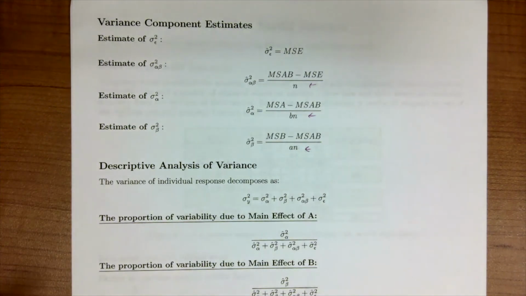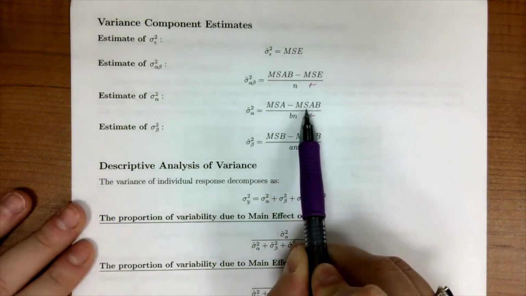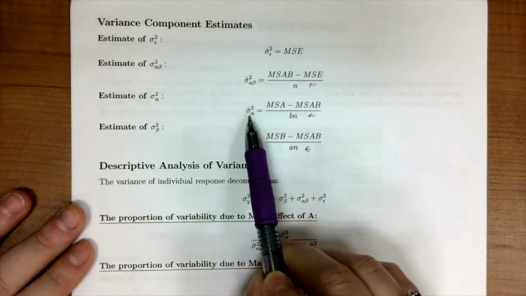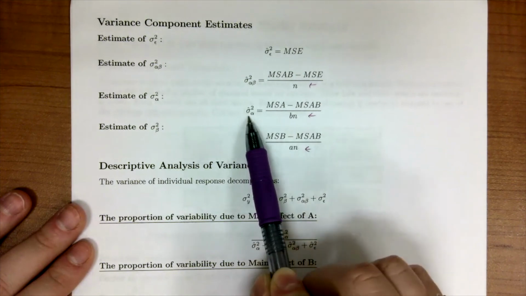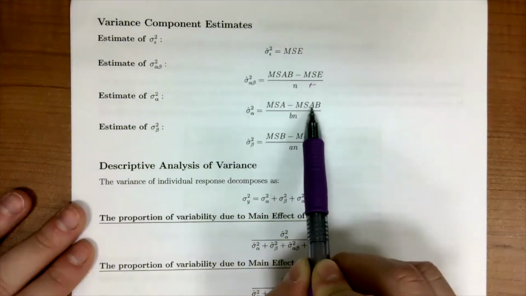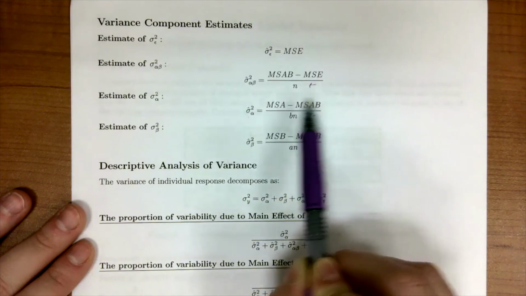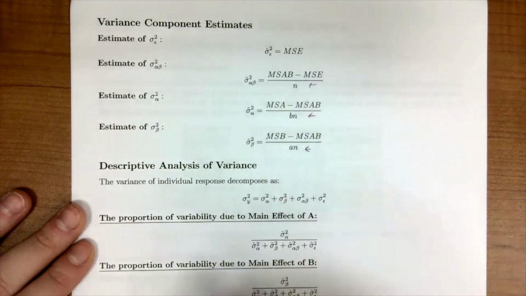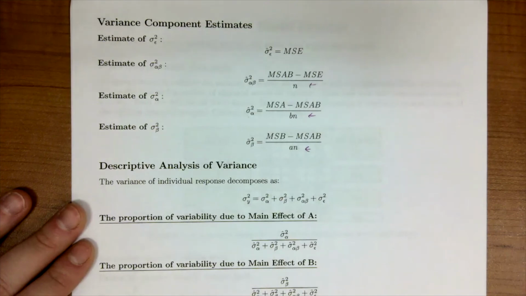Now, mathematically, it is possible to get a negative variance because we could have an MS of our interaction larger than our MSA. So that would induce a negative variance. However, we know variance cannot be negative. That doesn't make sense. So when you get a variance that's negative, the default is just to put it at 0. It's pretty much saying that it's really not having an impact on our analysis.